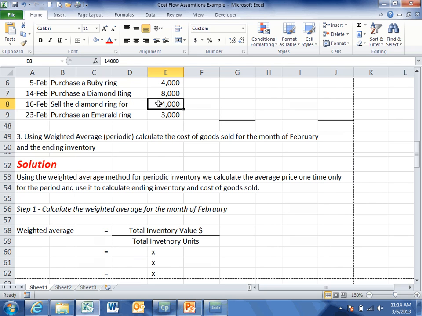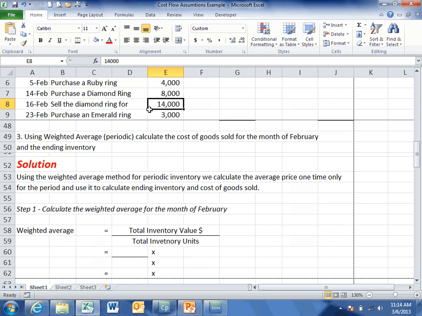we've got the weighted average periodic method that we're using. So we need to calculate the cost of goods sold and the ending inventory for the month of February. Again, remember, under weighted average, we only calculate the average cost once for the entire period. So step 1 is to calculate that average cost.